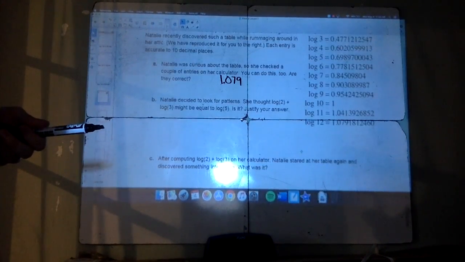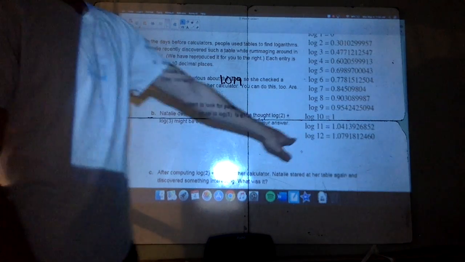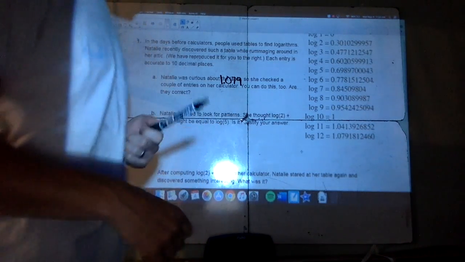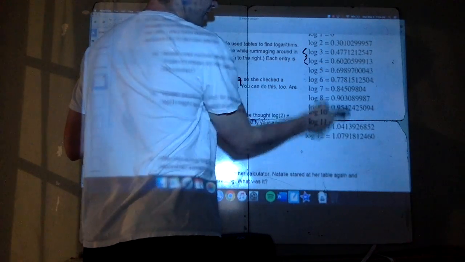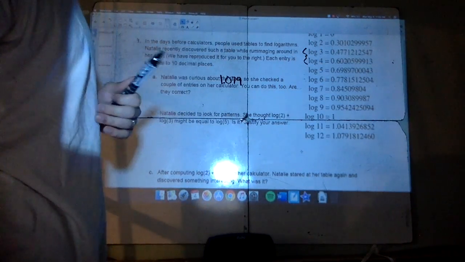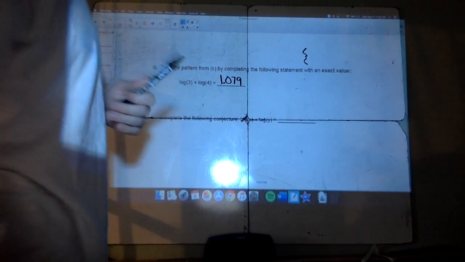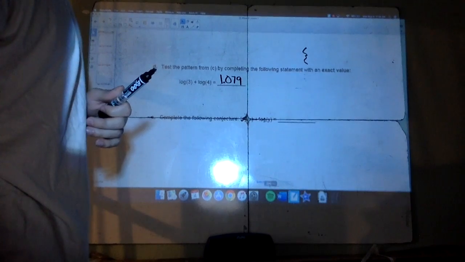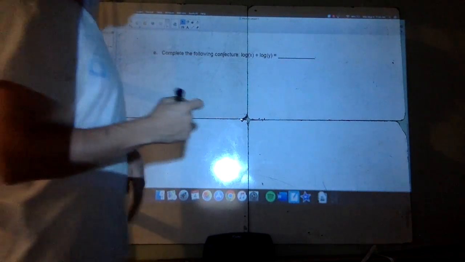But where do we see that on our table? Well, it's down there at log 12. So log 3 plus log 4 gets us log 12. Is that pattern holding true? So we're going to continue this and write a general rule. This is our first logarithm property. And it's important to know these go forwards and backwards.